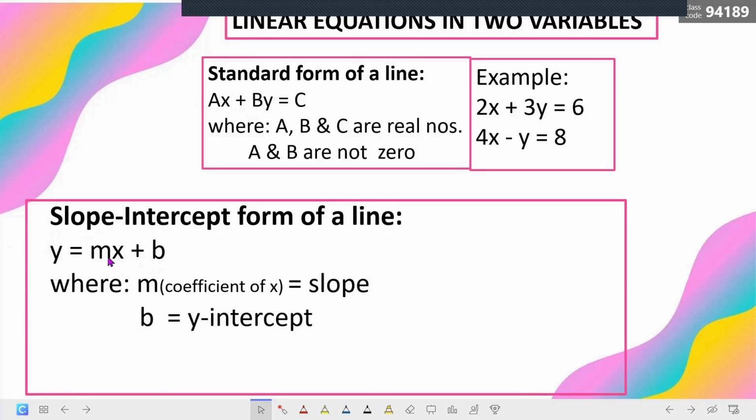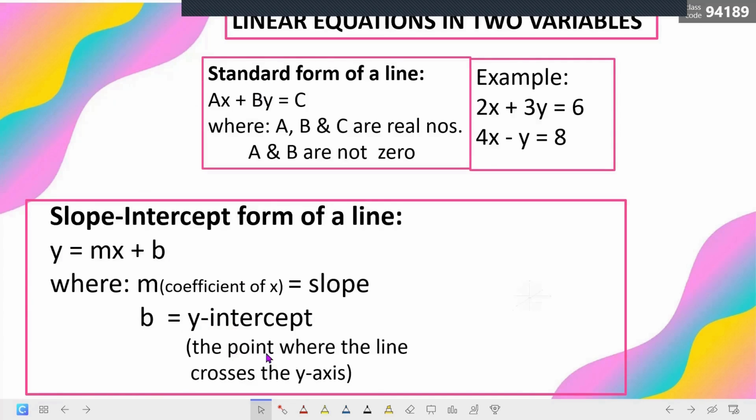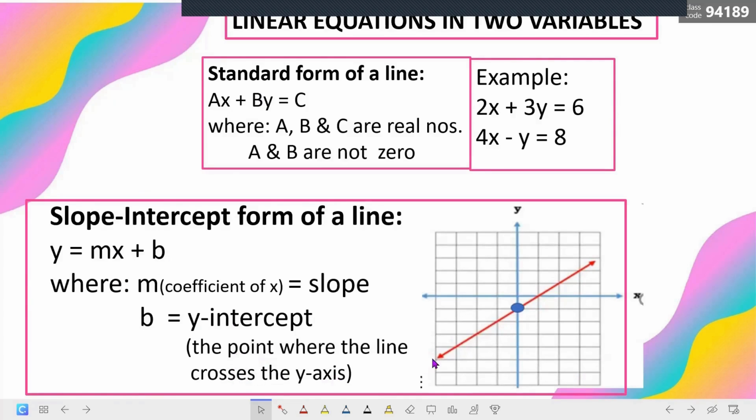Here, the m is the coefficient of x, and that is equal to the slope of the given line. And the b, which is the constant, is the y-intercept. The y-intercept is defined as the point where the line crosses the y-axis. So if this is the graph of a linear equation in two variables, this point is the y-intercept, because it is where the line meets the y-axis. That is the y-intercept.